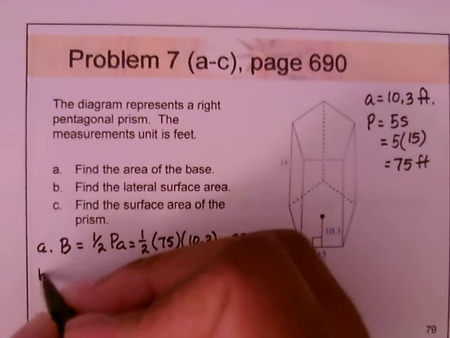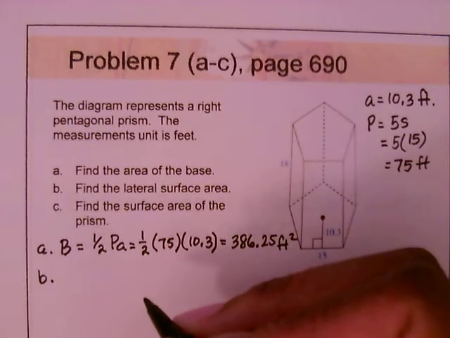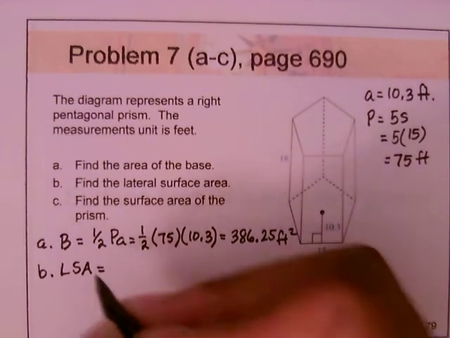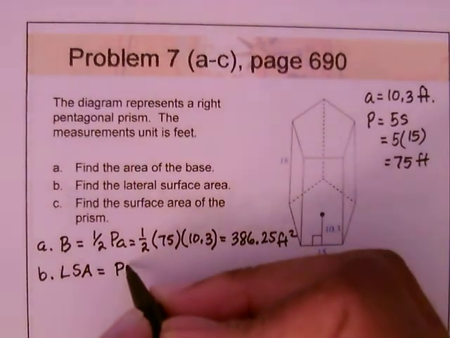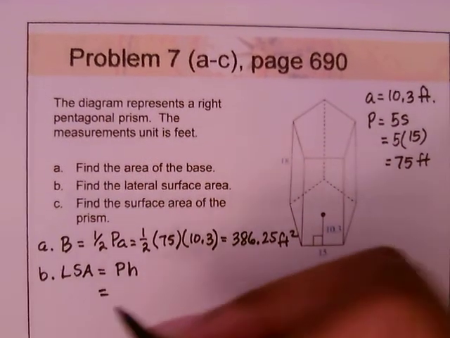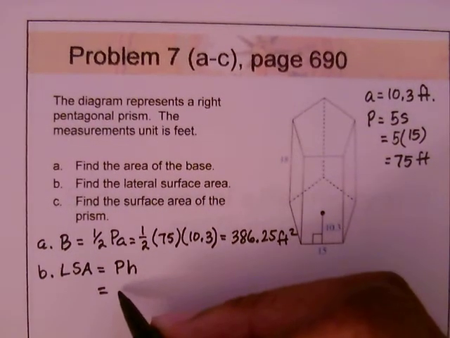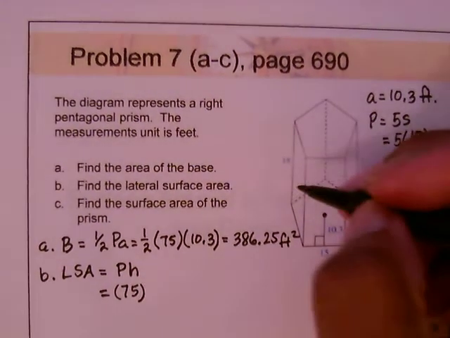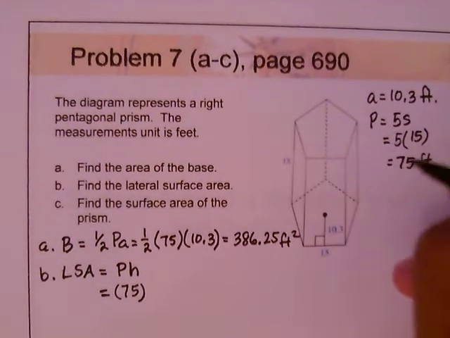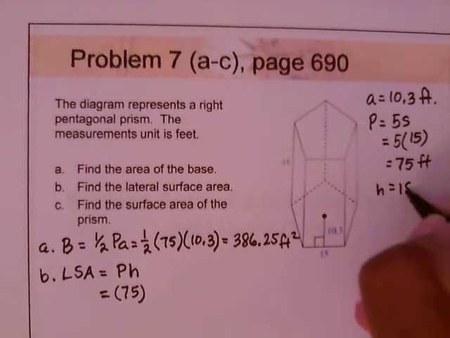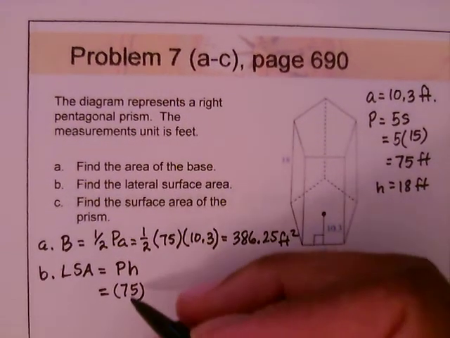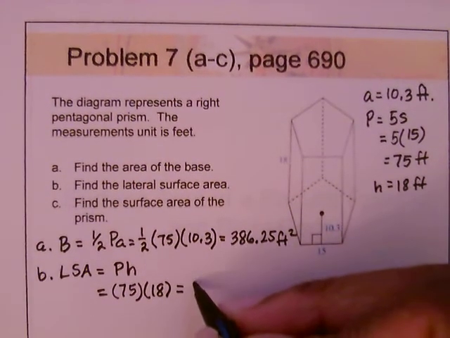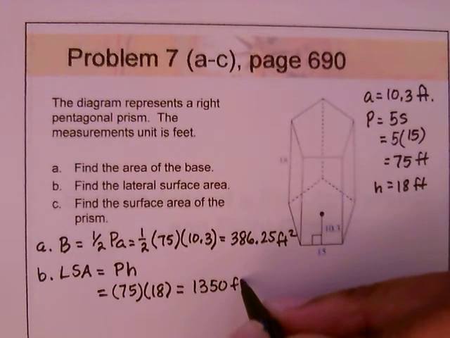Now part B, find the lateral surface area. I'm going to abbreviate this as LSA. That's the perimeter times the height. Well, we already found out what the perimeter is. That is 75 feet. The height is right here, and I might need to say that as well. The height is 18 feet. So P times H, 75 times 18, that would give me 1,350 square feet.